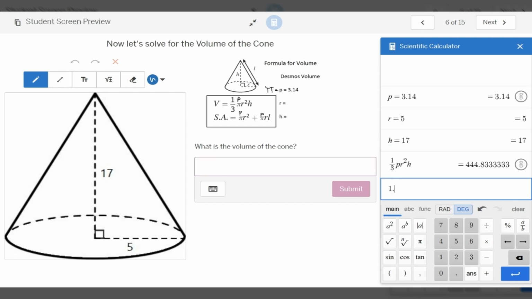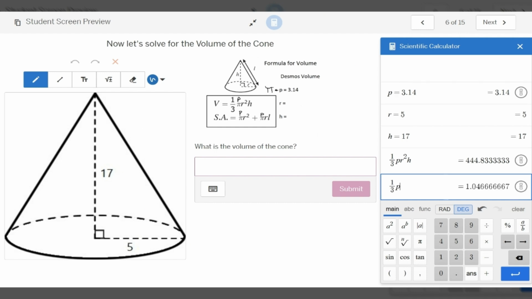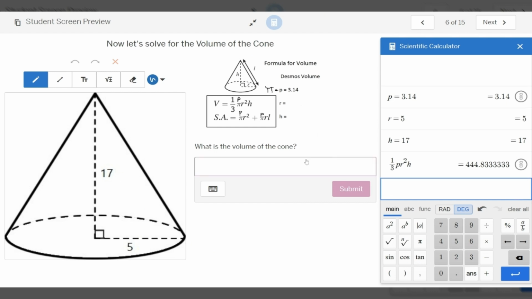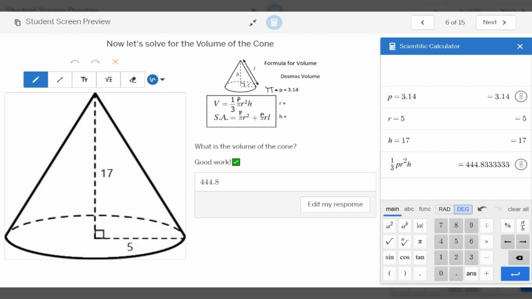Say if you didn't use the 3.14 though, like say if you used the pi button, you'd see how similar they are. Like the SOL test. Usually tests will want you to use pi equals 3.14. The SOL will probably want you to use either or, but your answers will be close enough. But we're going to use pi equals 3.14 just so we get a more accurate answer, 44.8. So that's right there.